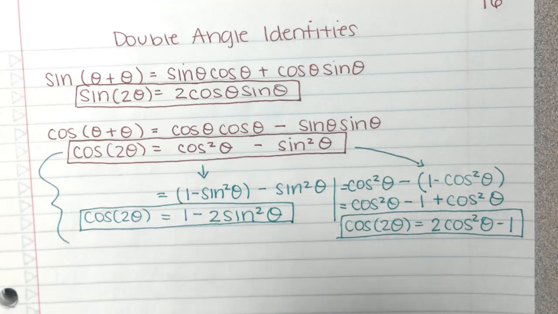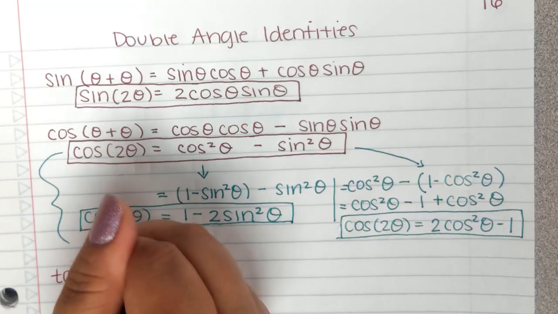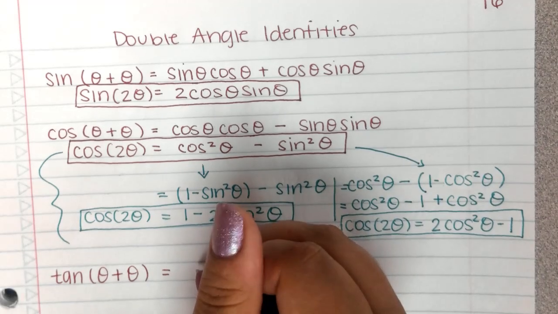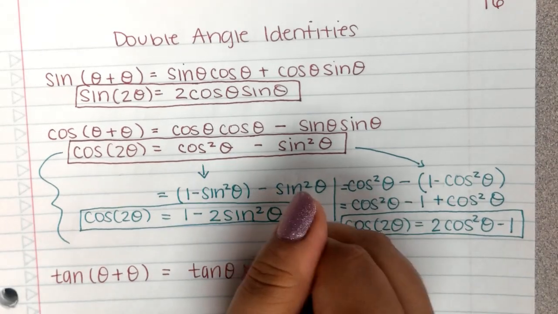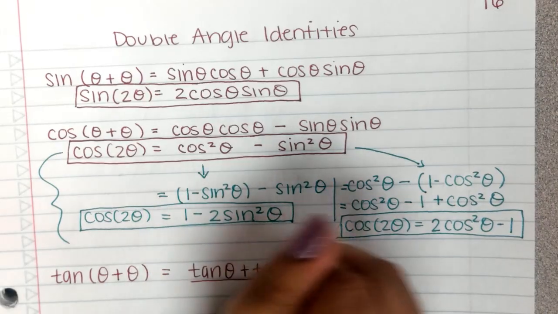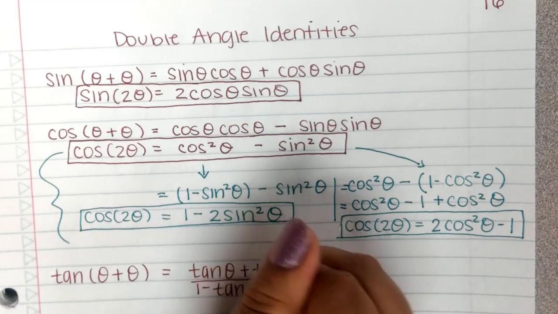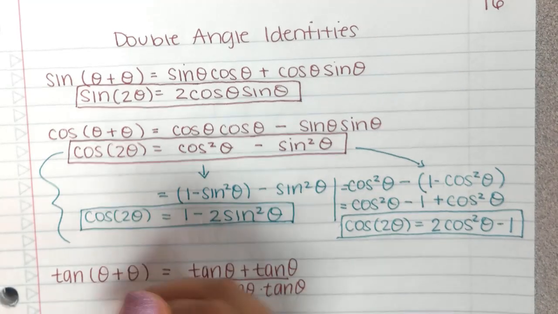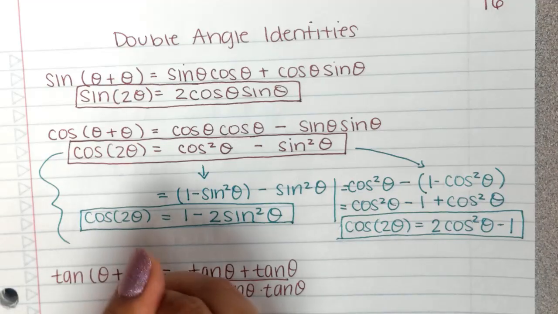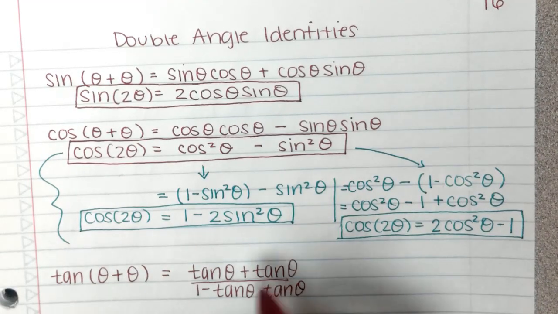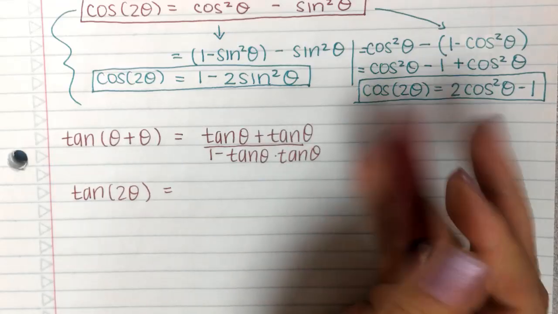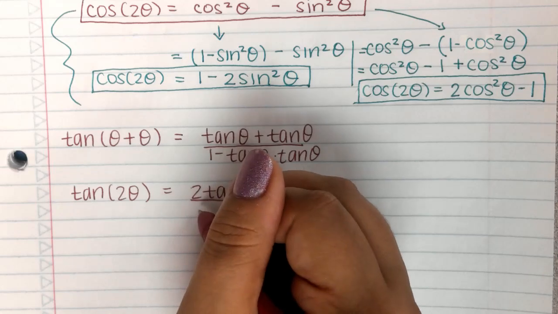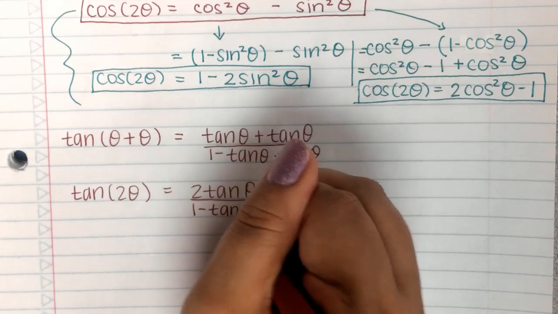Last but not least, we have the tangent double angle. So if you have tangent theta plus theta, remember that would give you tangent theta plus tangent theta over 1 minus tangent theta times tangent theta. That would become the tangent of 2 theta equals, what comes up top? Tangent theta plus tangent theta is 2 tangent theta over 1 minus tangent squared theta.